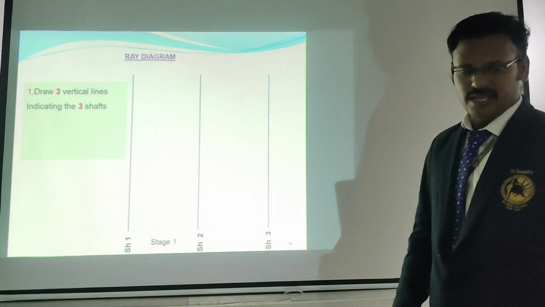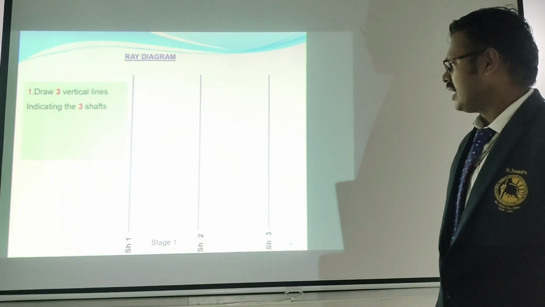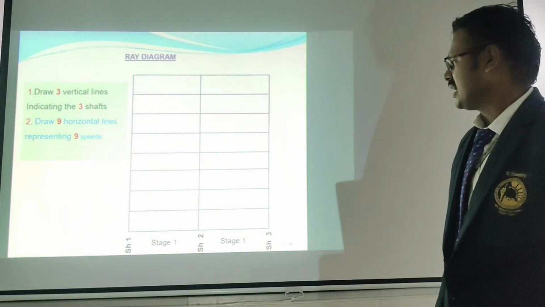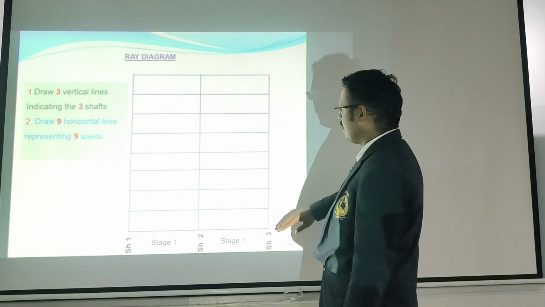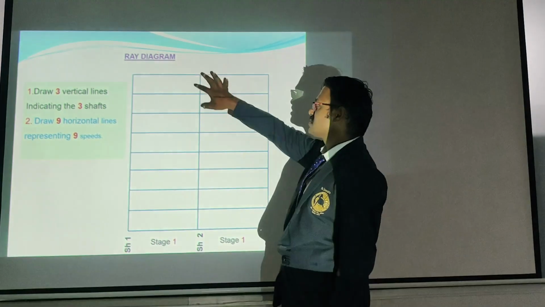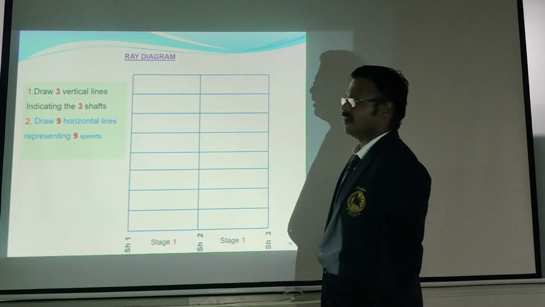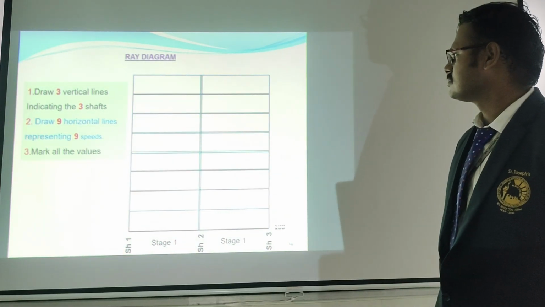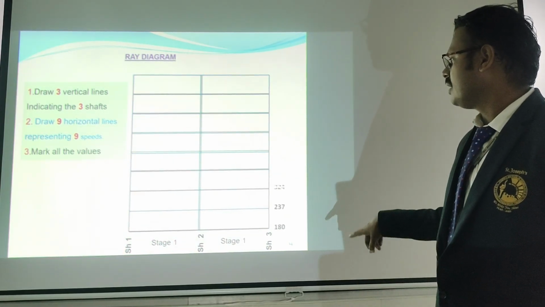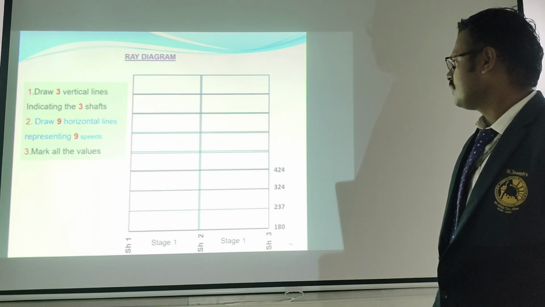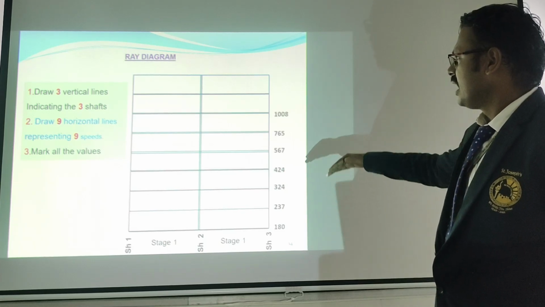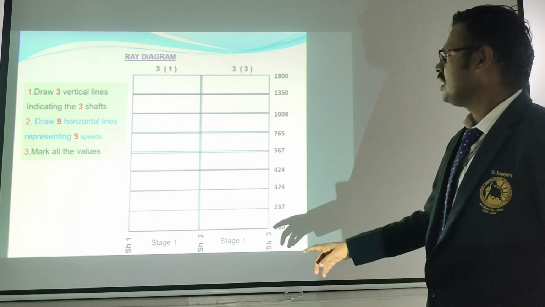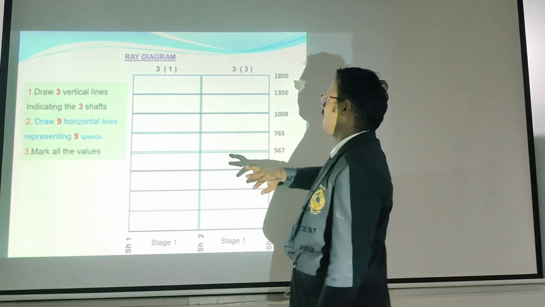It is a 9-speed gearbox, so I have to draw 9 horizontal lines. So whatever speeds I have calculated, I have to mention here, and the structural formula I have to write here. So 180, 237, 324, 424, like that I have mentioned all the speeds. So here I have written the structural formula.